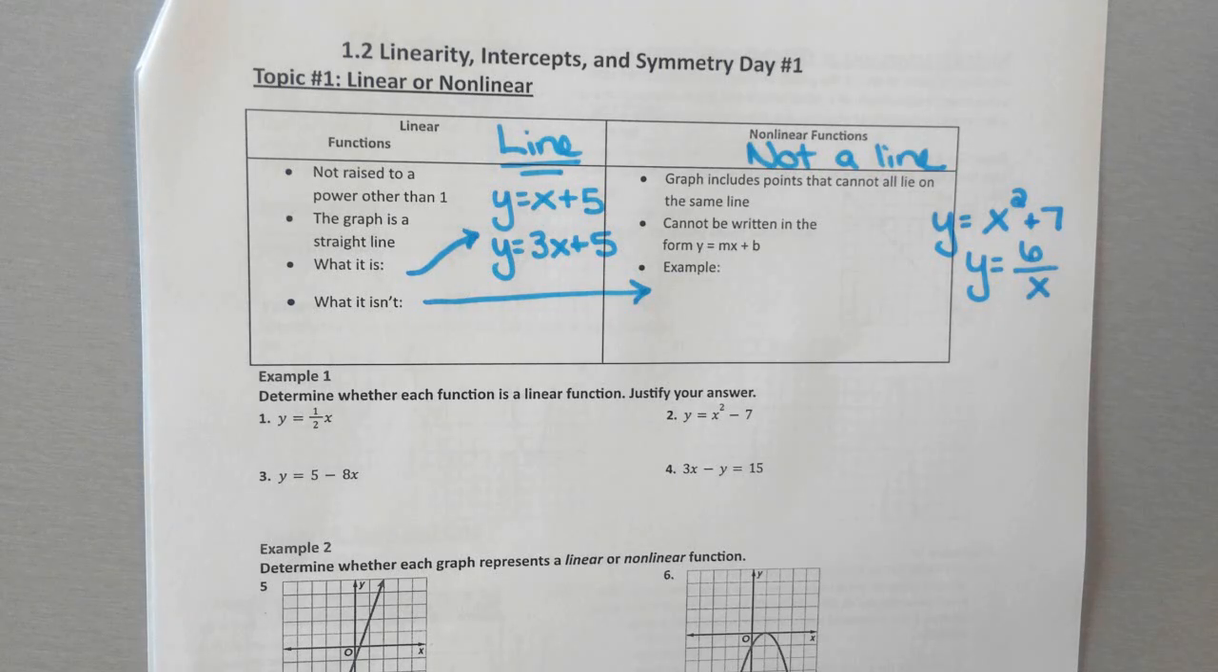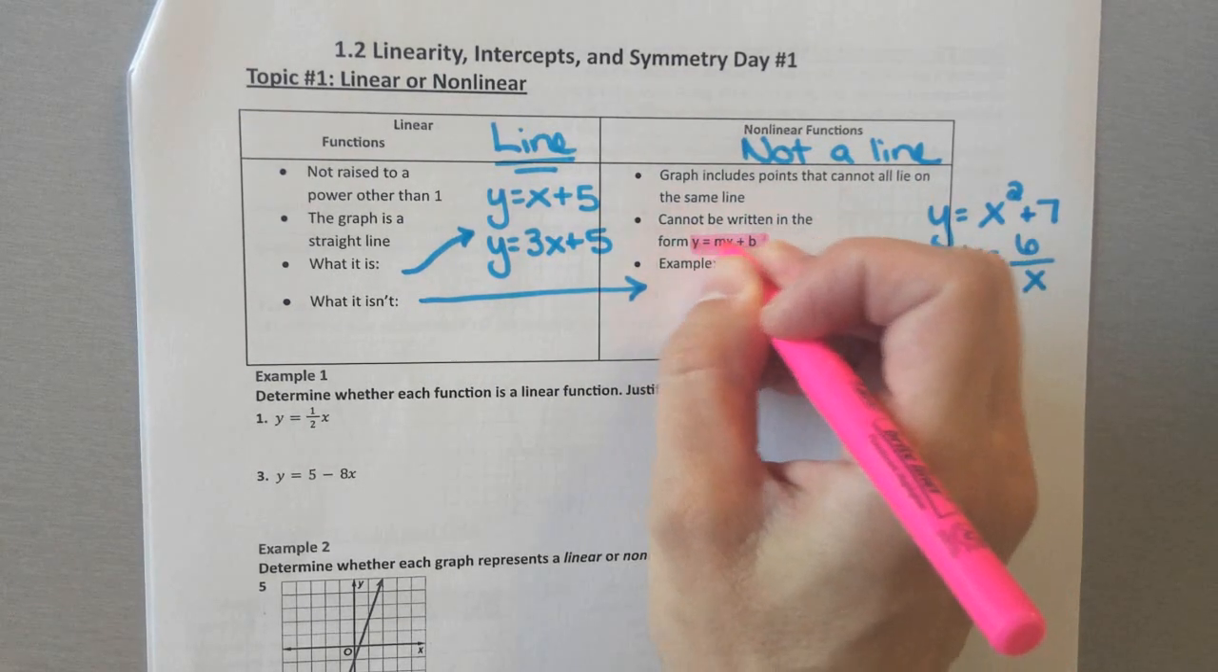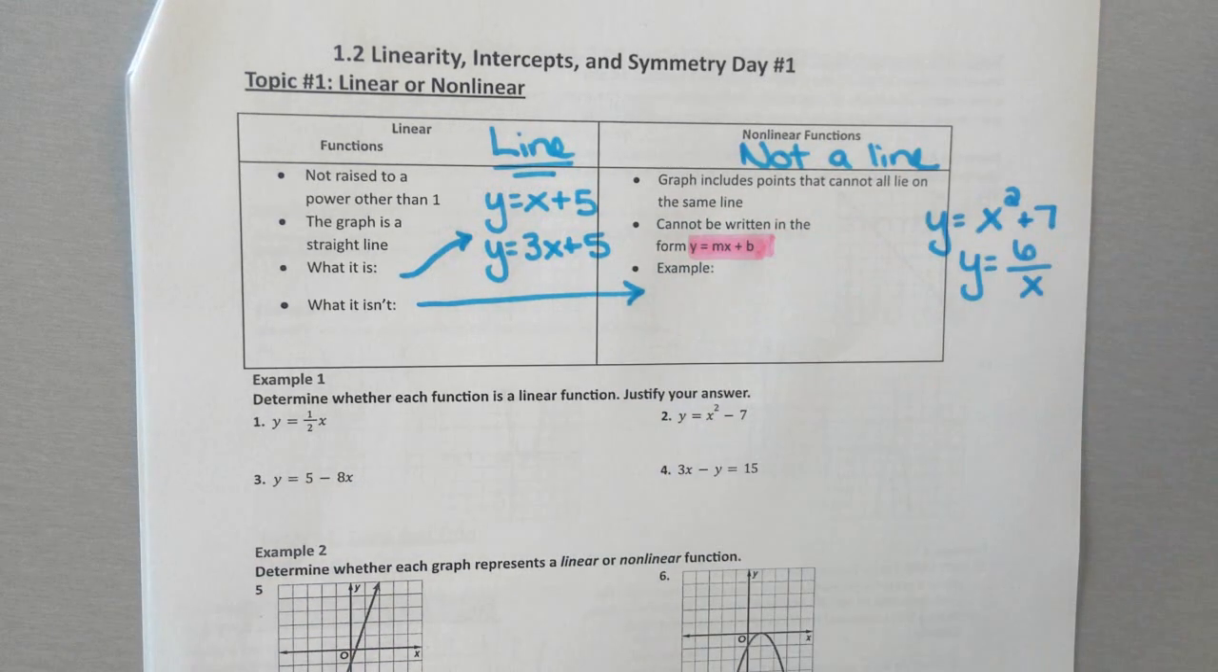Another common way that we see lines written, have you heard y equals mx plus b before? Does that sound familiar? Slope-intercept form, yes. So if something can't be written in this form, then it's not a line. That's kind of a test that you can do. Can I write it in that form? If I can't, then it's not a line.